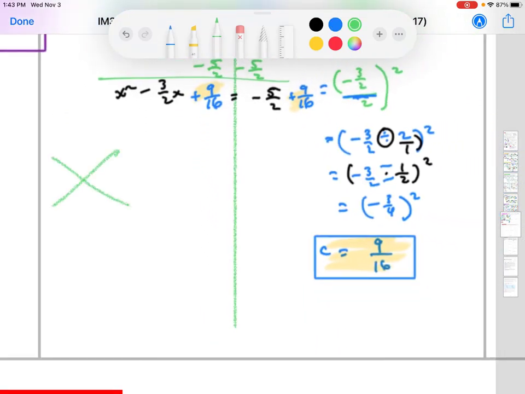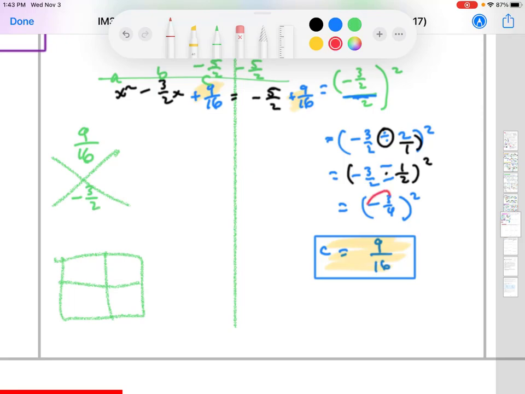Alright, I'm going to go ahead and factor. A, B, and C. A times C is 9 over 16. My B value is negative 3 halves. Remember that number is right there. Negative 3/4 times negative 3/4 is positive 9/16. Negative 3/4 minus 3/4 will be negative 6 over 4, which is negative 3 halves. Splitting this one, so go ahead and have an x.